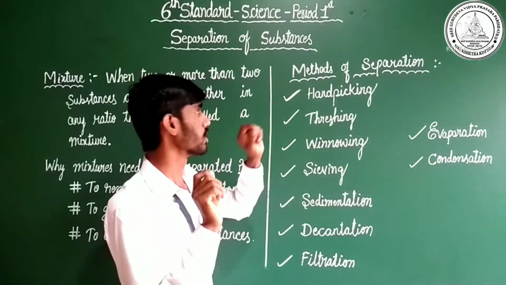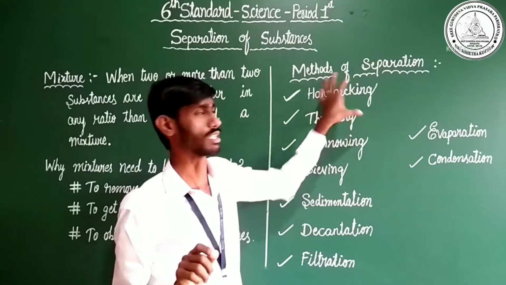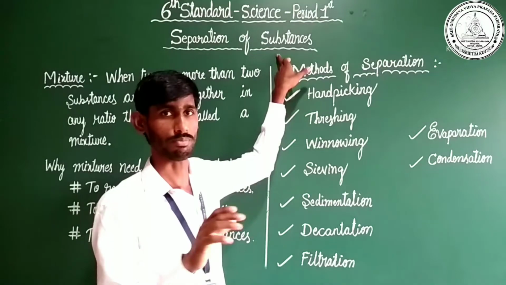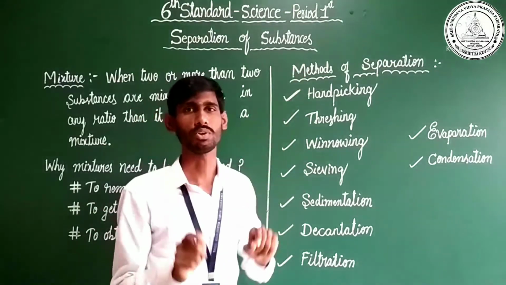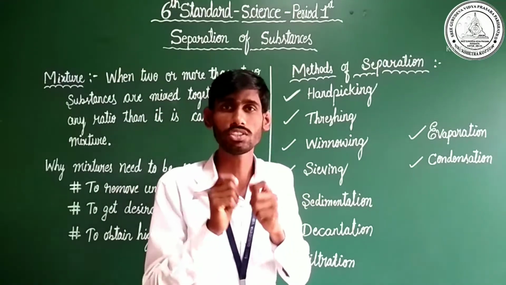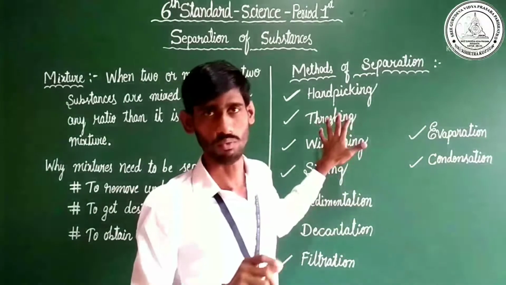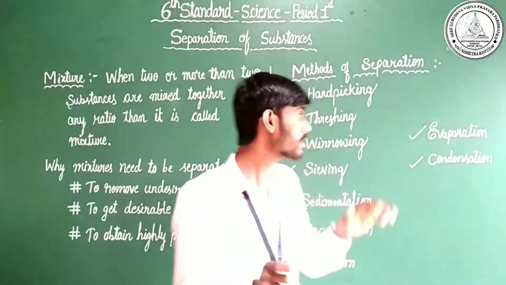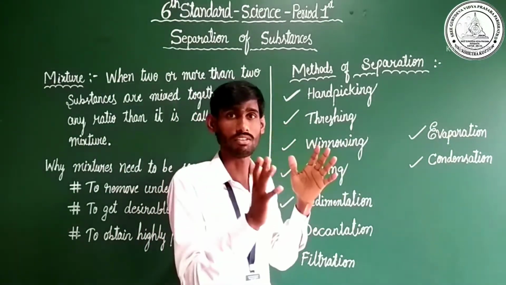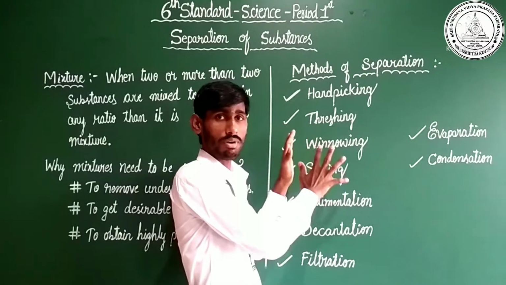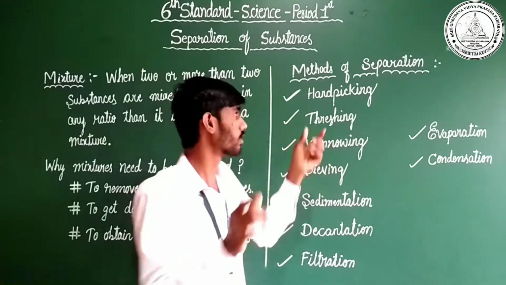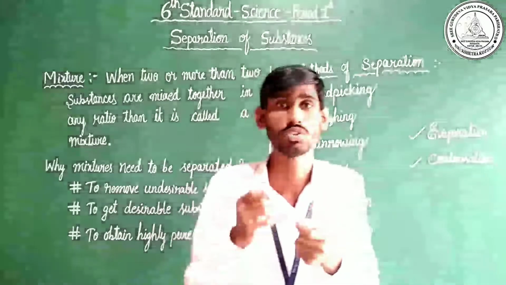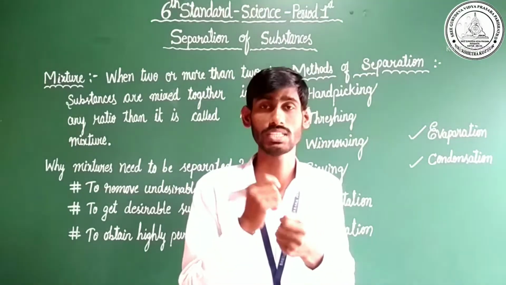Dear children, these are all the methods of separation, I mean methods of separation of substances or components. In this lesson, we are going to discuss them one by one. The first one is hand picking. Dear children, please all of you listen carefully. You should know the name of the separation method, hand picking. Which methods are we going to use to separate the components or substances?